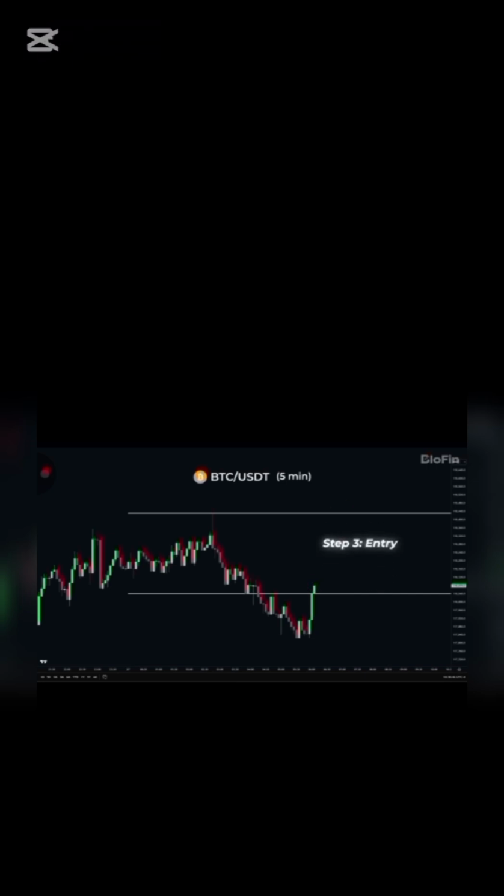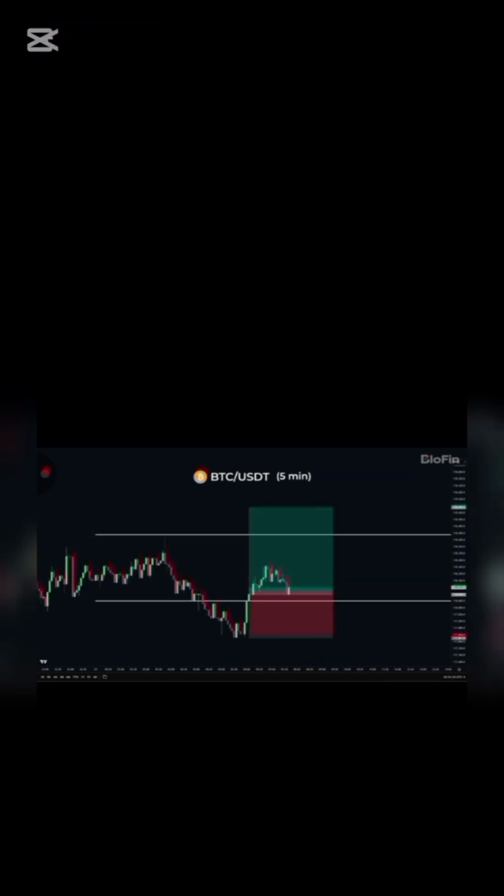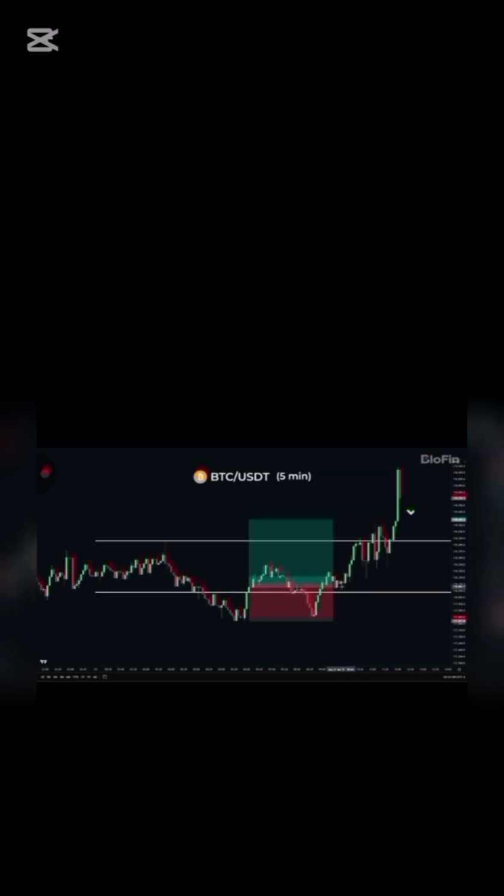Now we move to step 3, which is our entry. Since price broke the range low and then re-entered, this is a signal to go long. For the stop loss, we place it at the exact low of the breakout move. And for the take profit, we set it at 2 times the size of our stop loss. As you can see here, price moves up and hits the take profit target.